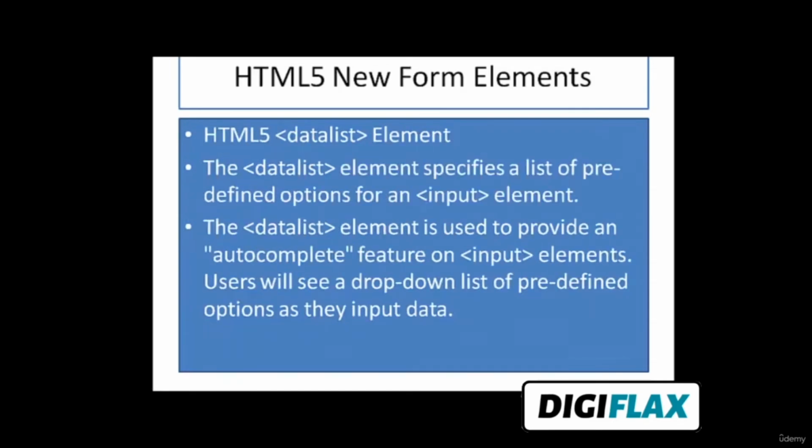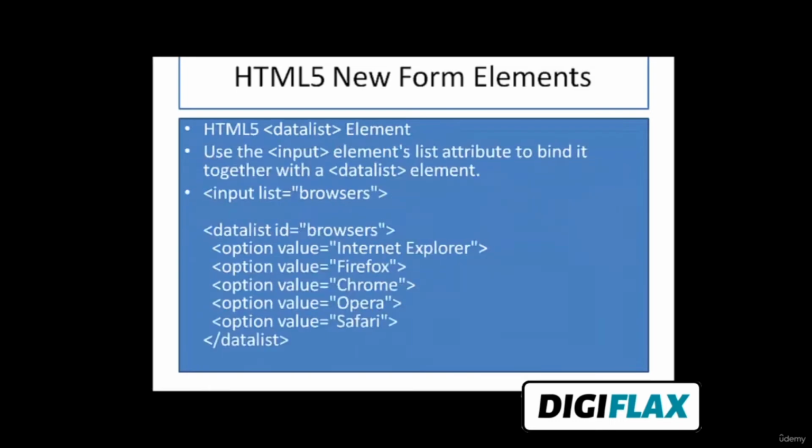First is the datalist element. The datalist element specifies a list of predefined options for an input element. It is used to provide an autocomplete or auto-suggest feature on input elements. Here, we are using a datalist to bind it together with the input.